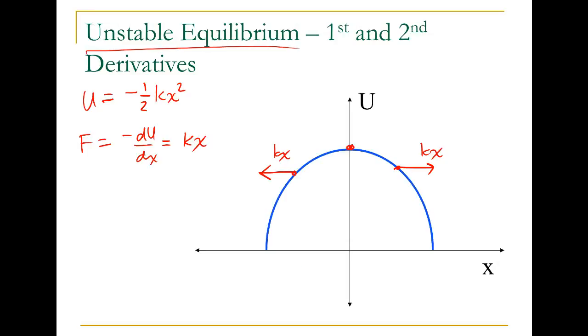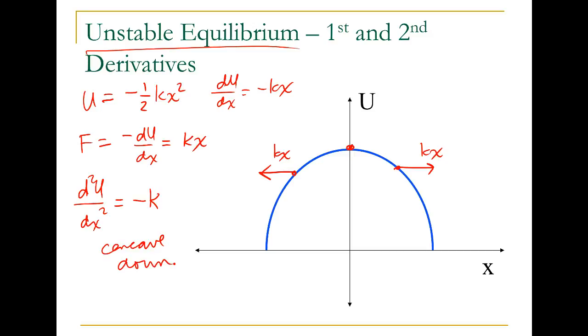And this is all because of the shape of the graph. You take the second derivative of this, and first of all, just dU/dx is negative kx. So d squared U/dx squared is negative k, which is concave down, which is going to be unstable.